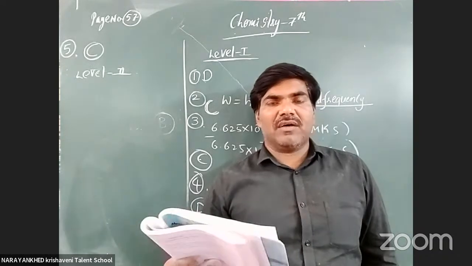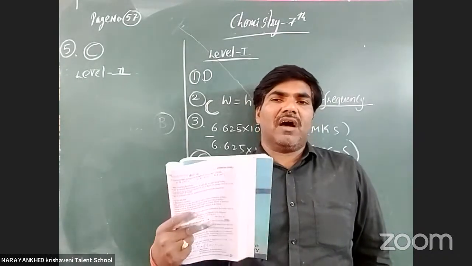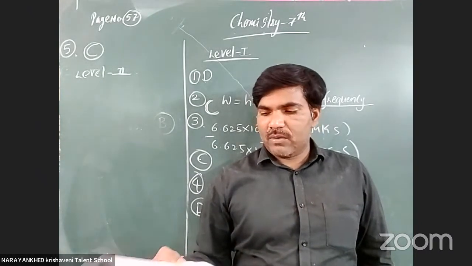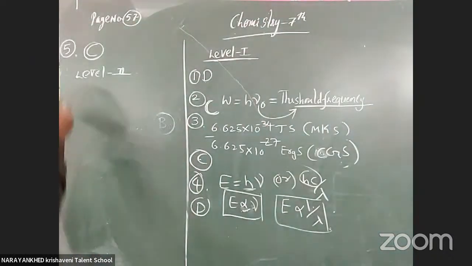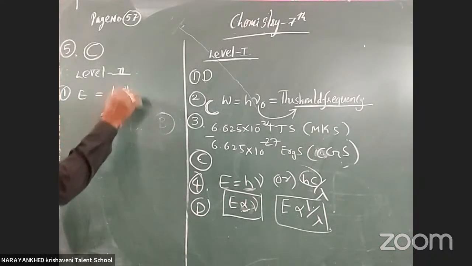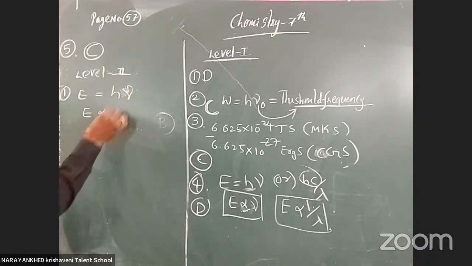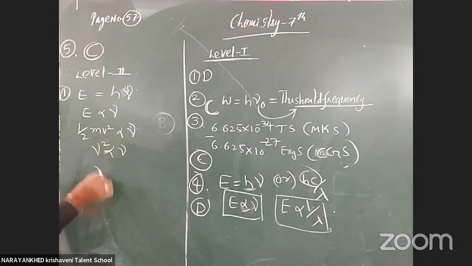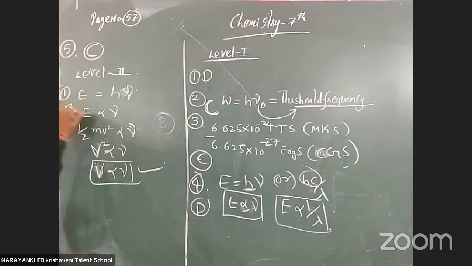Whatever the speed is, half mv square is directly proportional to the frequency here. Clear or not? How do we write it? First, E equal to h nu. E is directly proportional to nu. Actually, E is written as half mv square, directly proportional to nu. So v square is directly proportional to nu, then v is also directly proportional to nu. In this way, the answer is B.